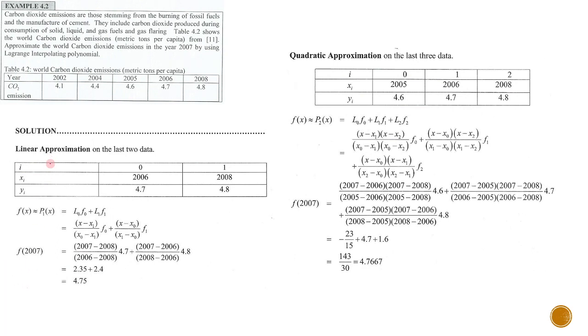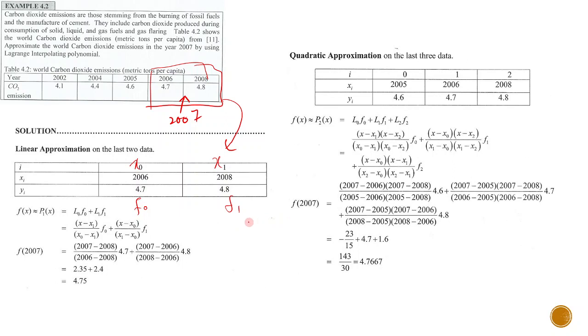So now let's try using the linear approximation. For linear approximation, the 2007 data is over here. So we take only this part and write it out like this. This is X0 and this is X1, and this is F0, this is F1.